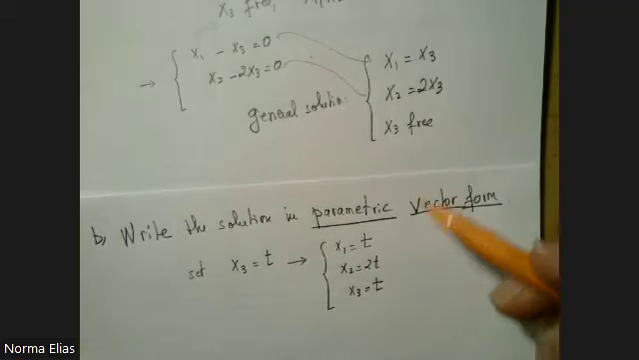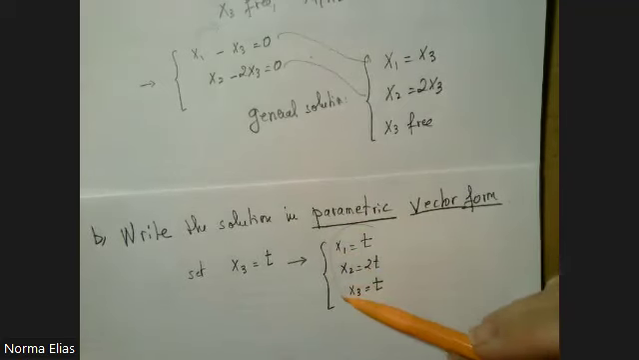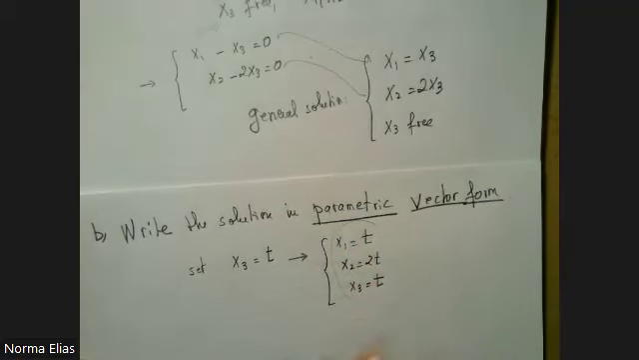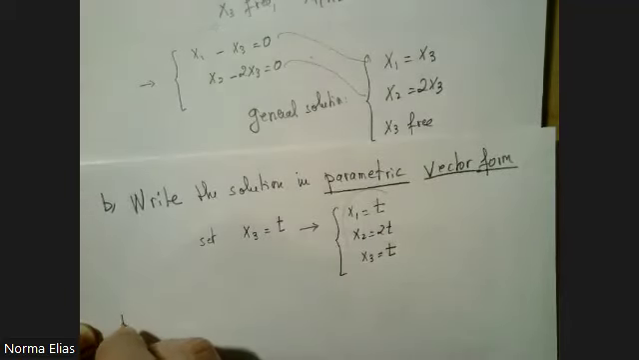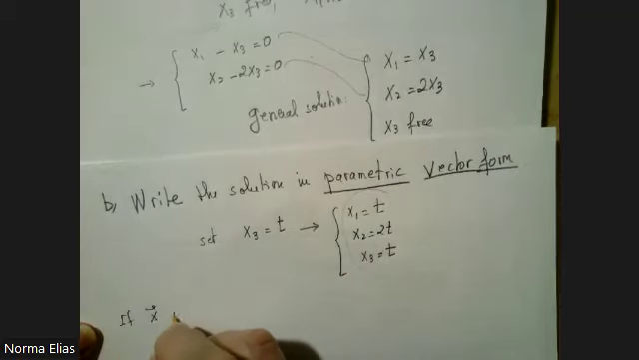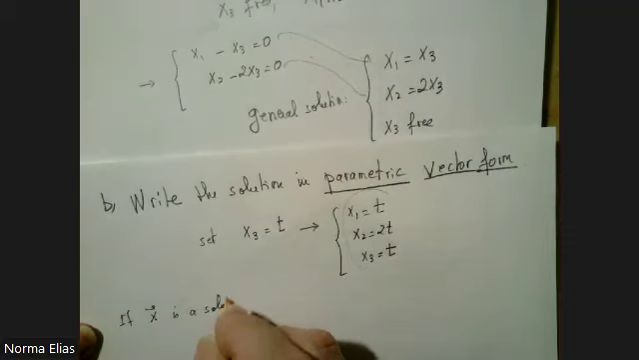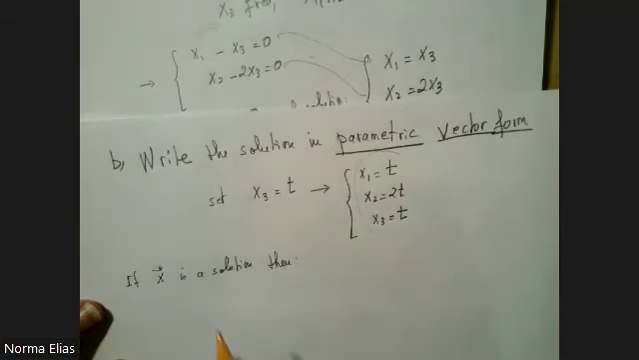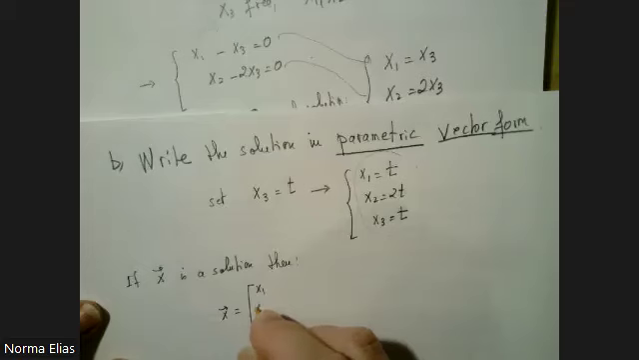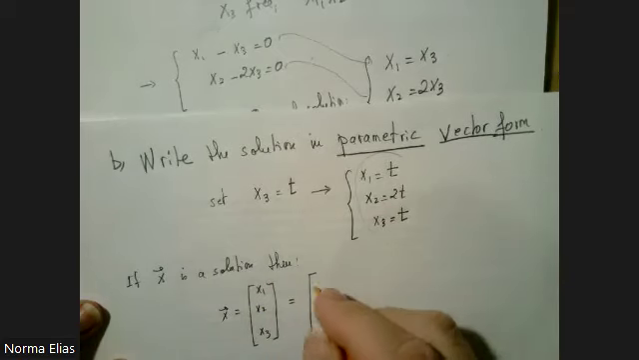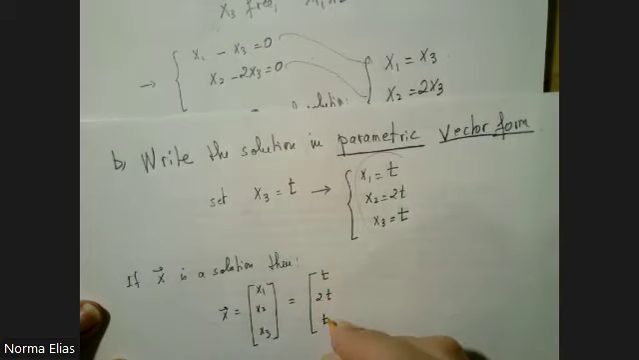Okay. And now I'm going to use vector notation to represent the solution. And we do it as follows. So if the vector x is a solution, then we're going to write x in the following way. X, so the entries x1, x2, x3, is equal to x1 is t, x2 is 2t, x3 is t.